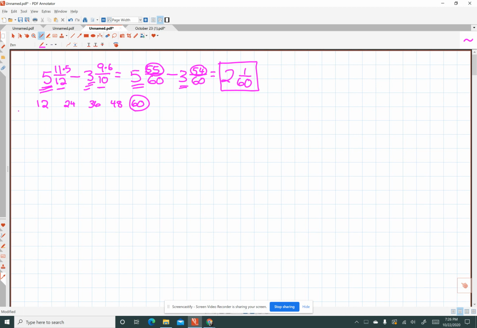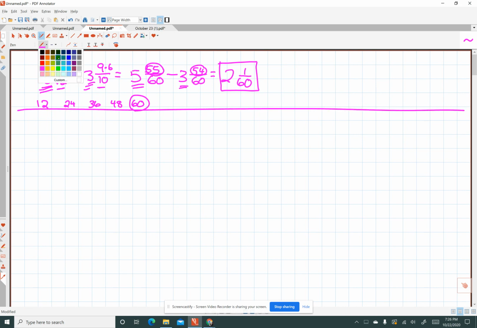Now, let's try one that has that extra step we talked about. Let's change our color. And we'll start with 6 2/3 minus 3 4/5. So let's figure out what our denominator will be.